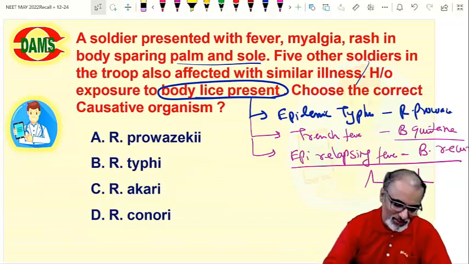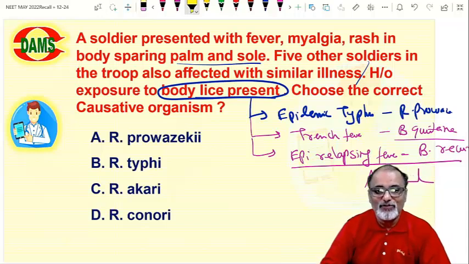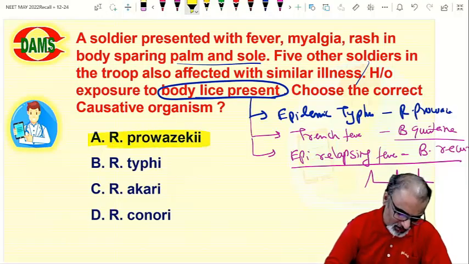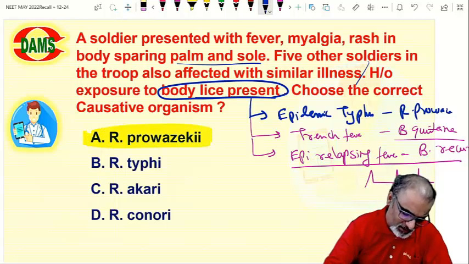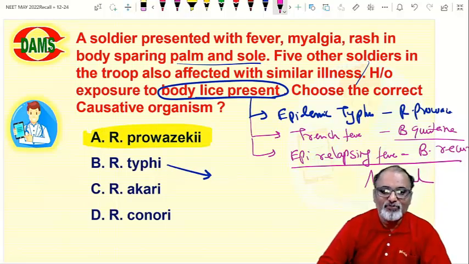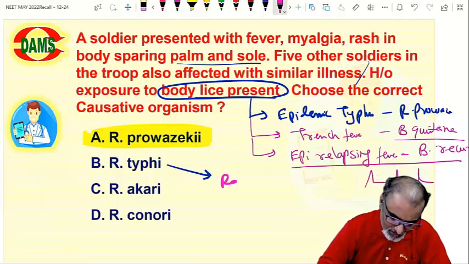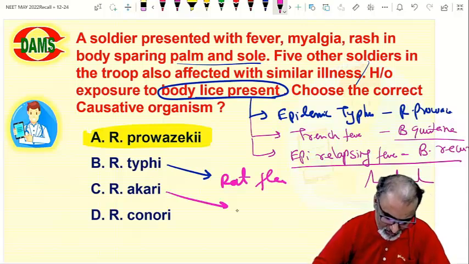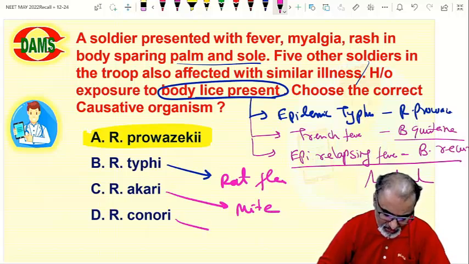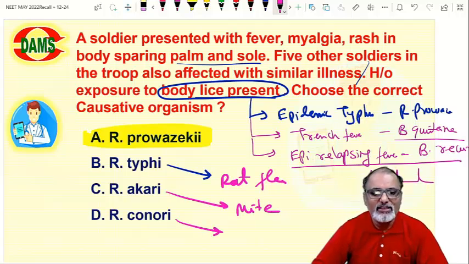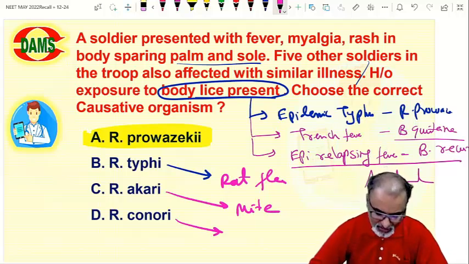So rash is present, all Rickettsia. And another important thing, if we give some other organism also, you'll get confused. So go for Rickettsia prowazekii. Because what is the vector for Rickettsia typhi? It is the rat flea. Rickettsia akari, mite is the vector. And Rickettsia conorii, Indian tick typhus, tick.